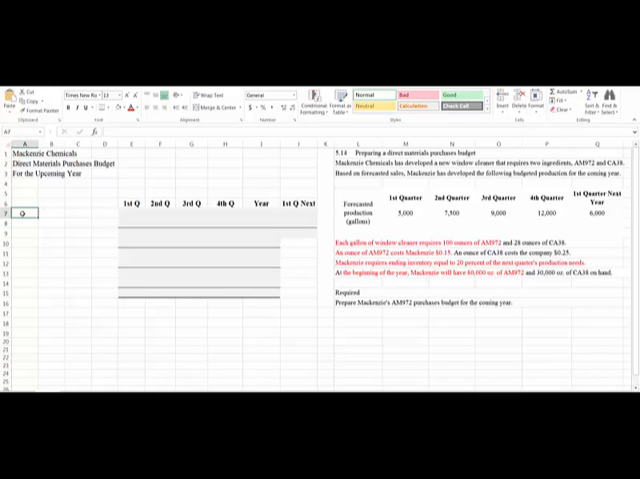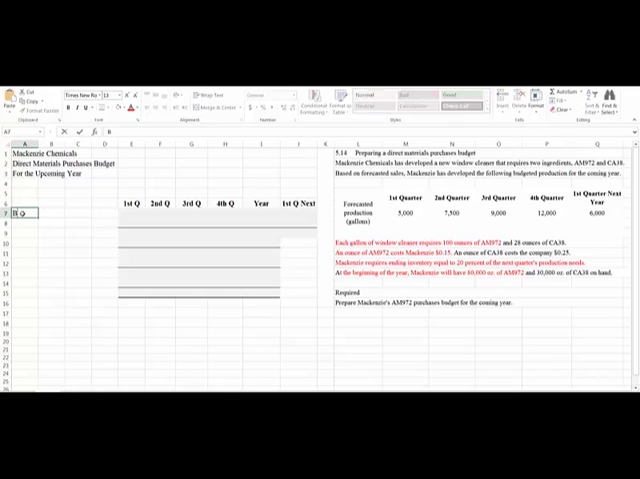So our direct materials budget. What do we need? We need to know how many units of finished product we're going to produce, and that's in gallons. And then for each gallon of finished product, how many ounces of direct materials we need. So we have two different measurements here. We have finished products in gallons and we have direct materials in ounces. So we're going to convert those.